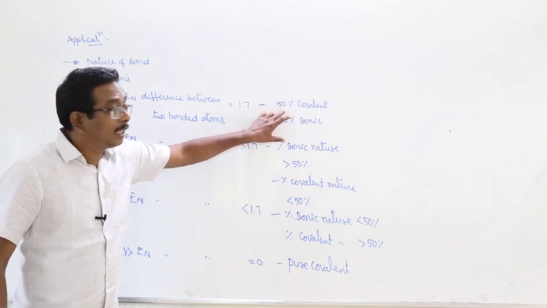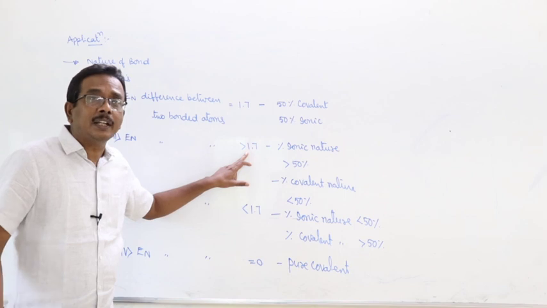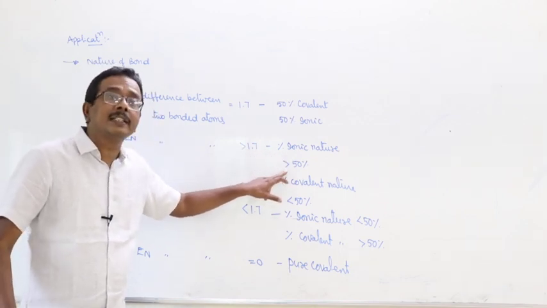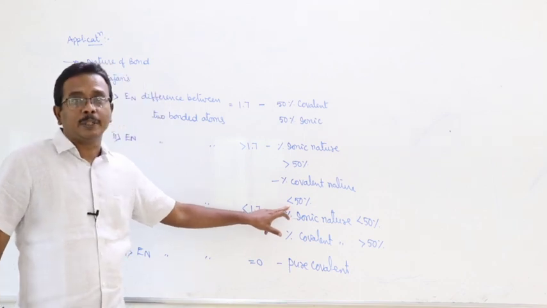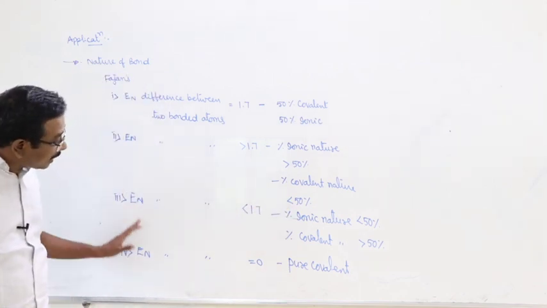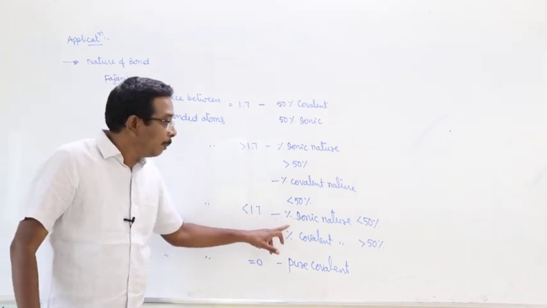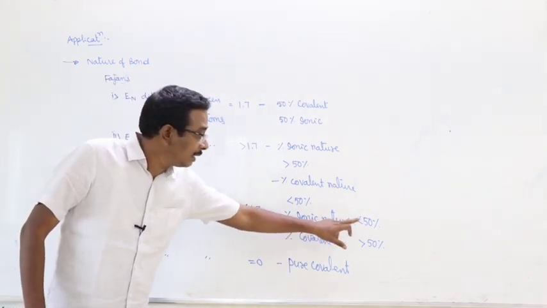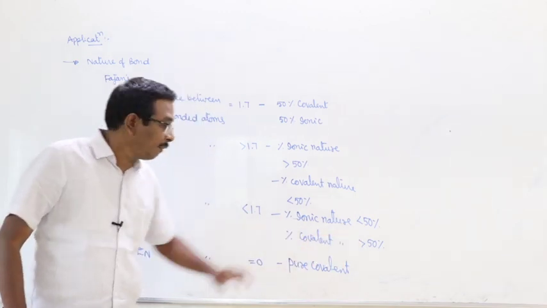The nature of the bond is 50% covalent, 50% ionic. If the electronegativity difference is greater than 1.7, then the percentage of ionic character is greater than 50%, and the percentage of covalent nature is less than 50%. If the electronegativity difference between the two bonded atoms is less than 1.7, the percentage of ionic character is less than 50% and covalent nature is greater than 50%.